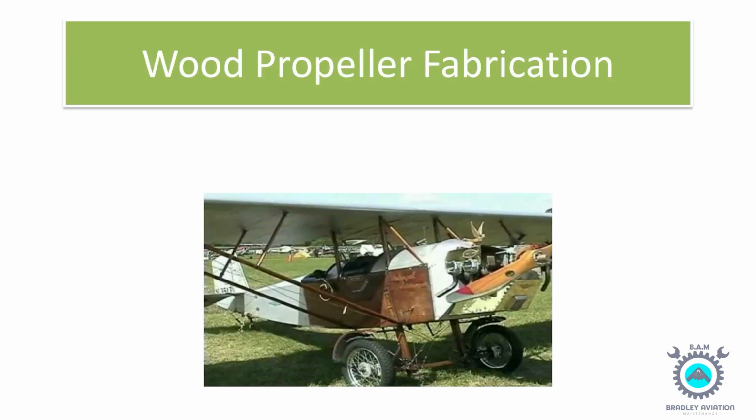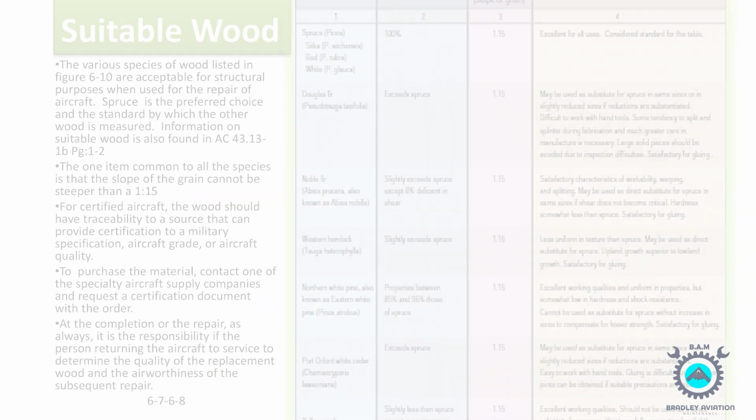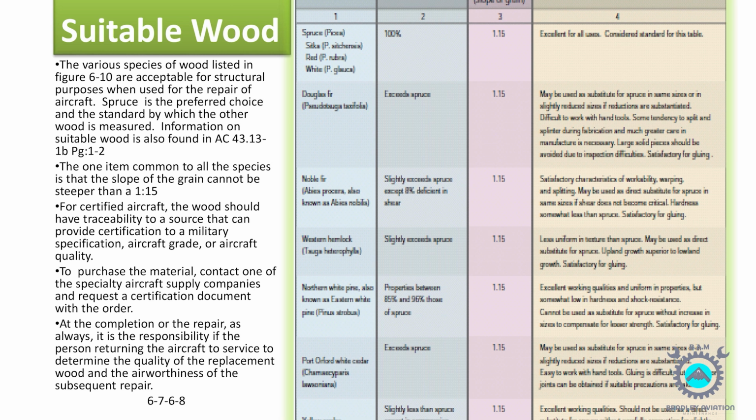6-78. Wood and propeller fabrication. Suitable wood. The various species of wood listed in Figure 6-10 are acceptable for structural purposes when used for the repair of aircraft. Spruce is the preferred choice and the standard by which the other wood is measured.